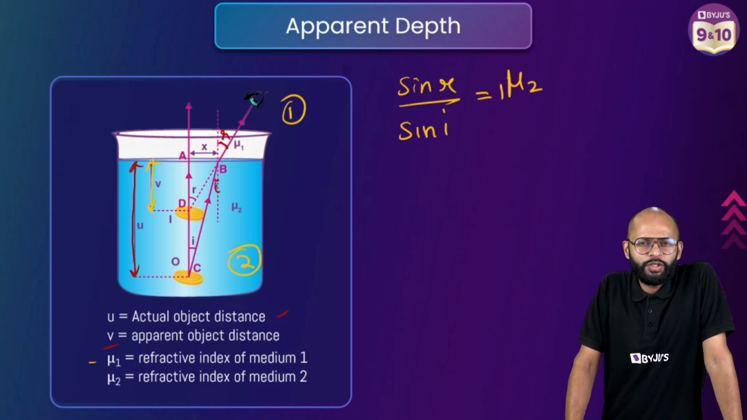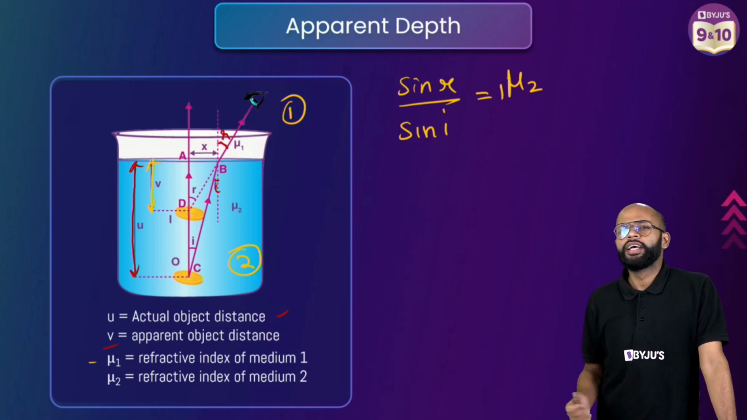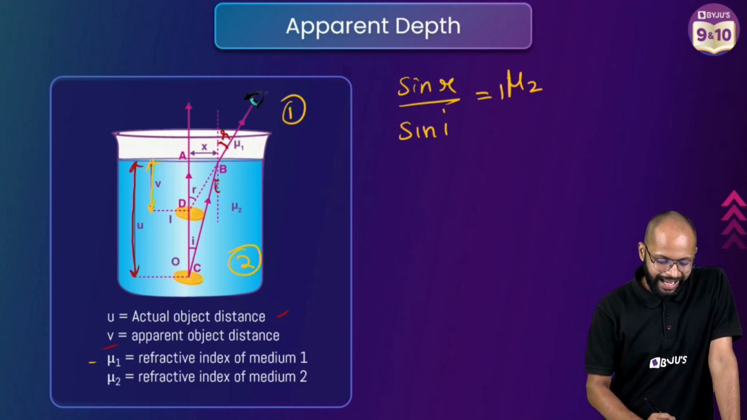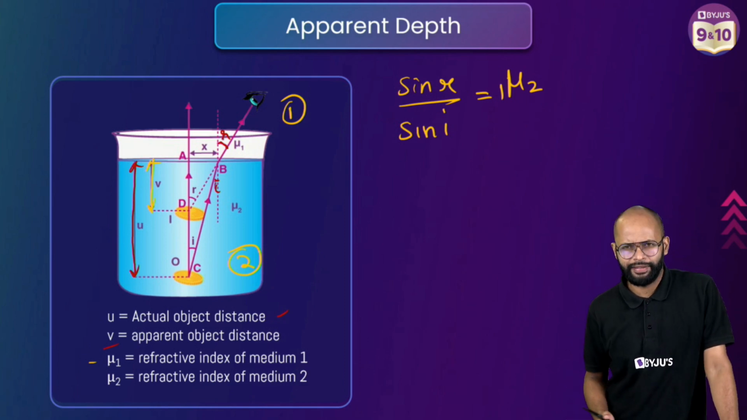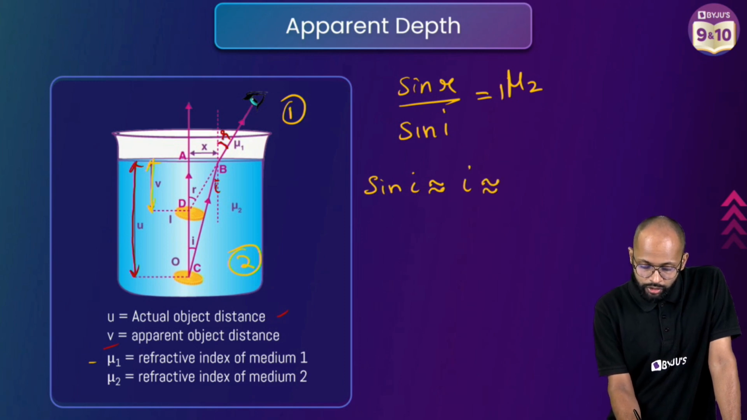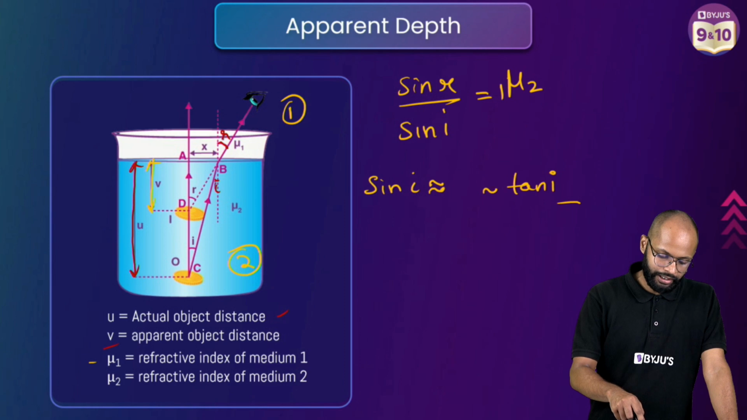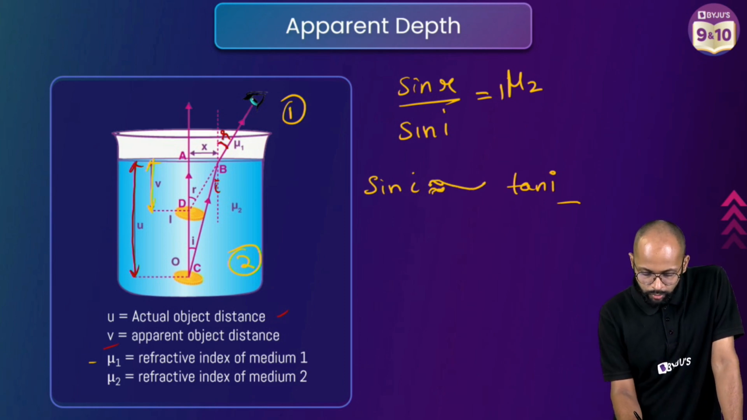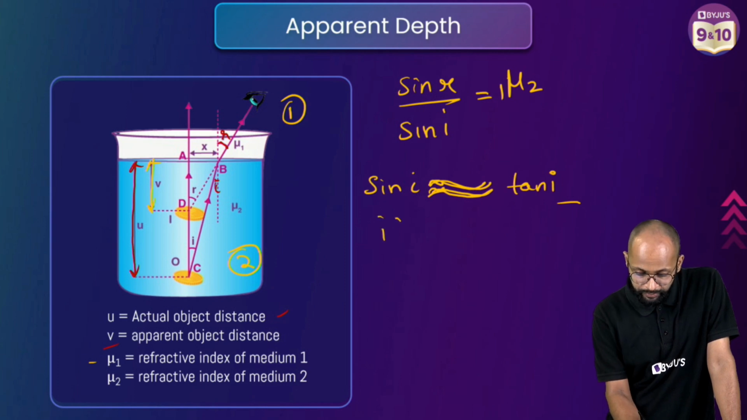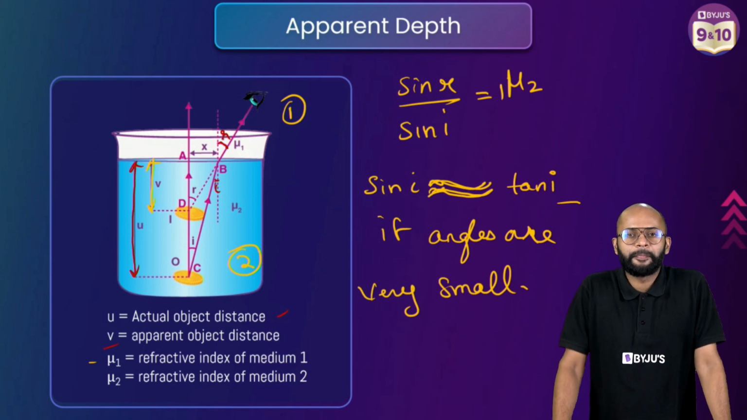Now, there's one approximation which comes into the picture, and that approximation troubles you a lot. That approximation says, hear me out first, if this I and this R are very small angles, right? If they are very small angles, we can say that sine I is almost equal to angle I is almost equal to tan of I. So I would suggest you forget about the middle one for a while. Just see, sine of I becomes almost equal to tan of I if angles are very small. Now, you tell me something. Do you understand this?